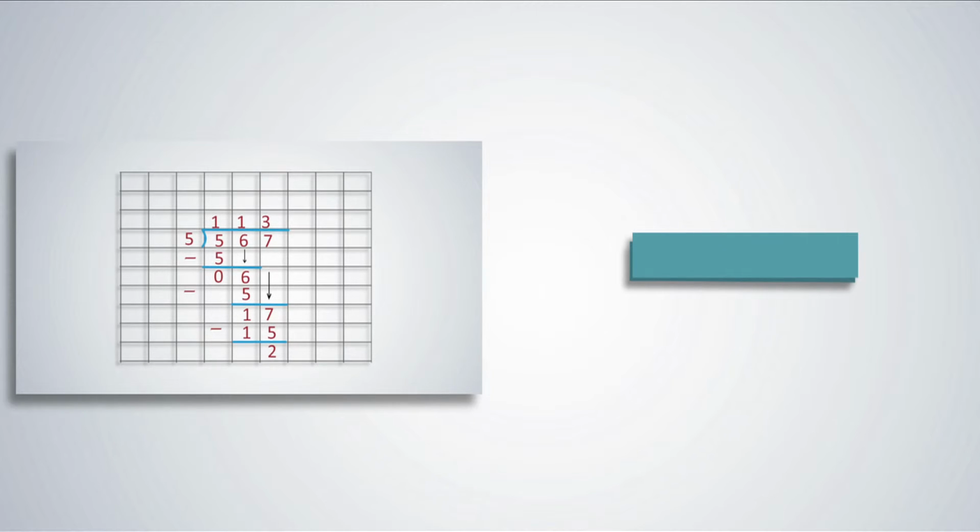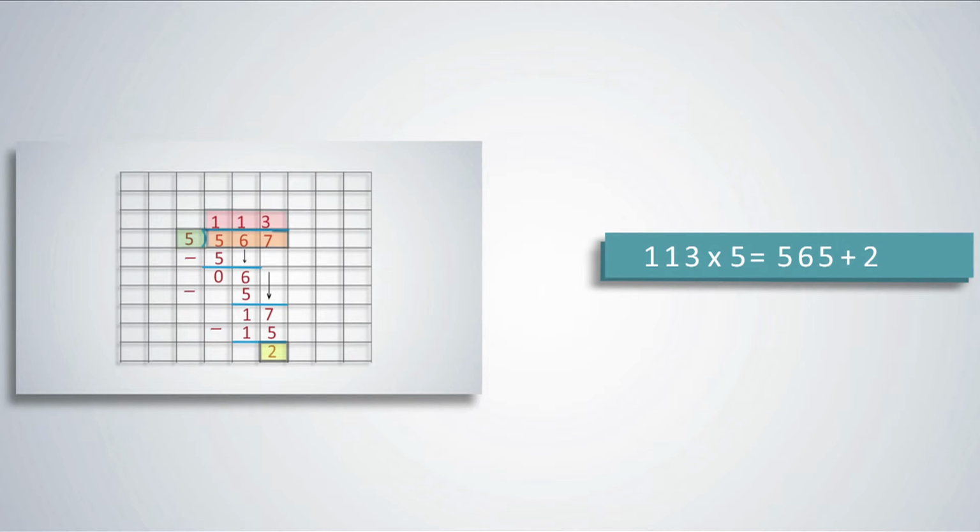Let us trace the steps backwards and check if we can reach the original number or the dividend. Multiply the quotient 113 by the divisor 5. We get 565. Students here must not forget the remainder too. Add the remainder to 565 and we arrive at 567, which is the dividend we started out with. So, the answer is correct.